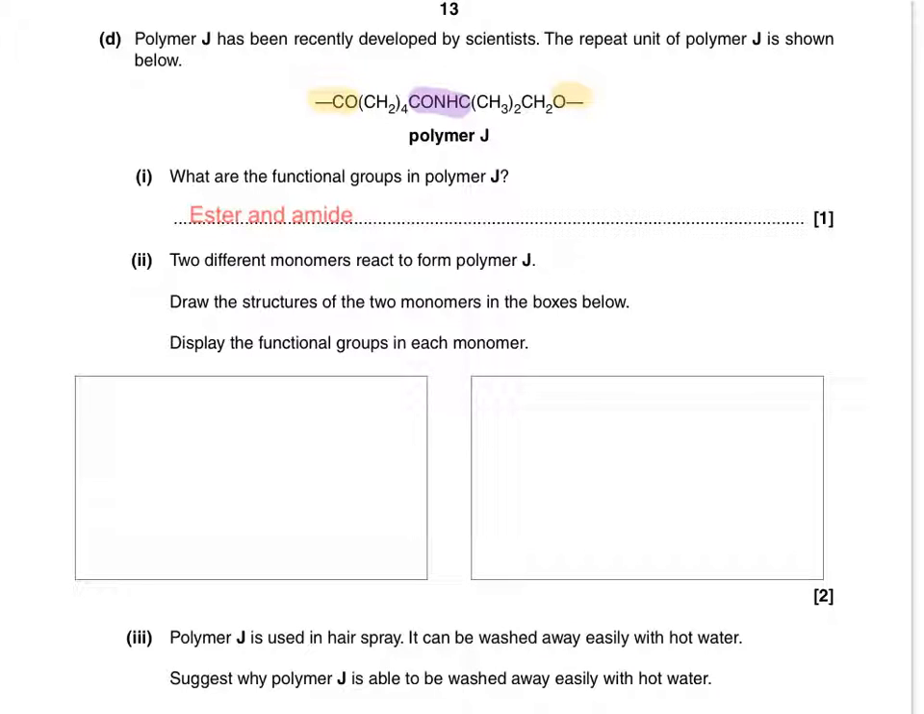To be ester and amide. Now the reason that you have to have both to get 1 mark is because it says what functional groups, so it's plural, not what functional group, so therefore there's more than one that they want.